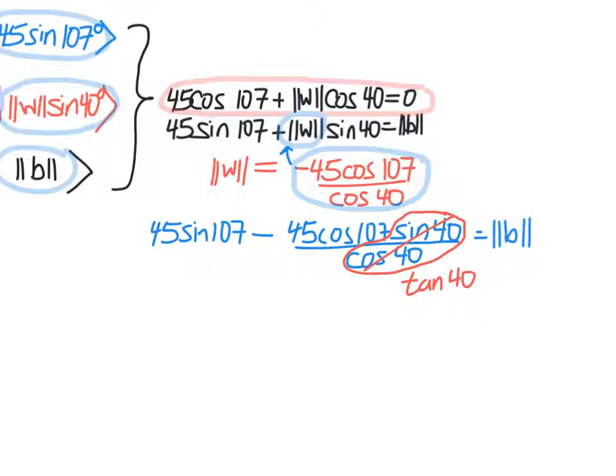I'm going to pop it into degree mode because we are working with degrees. And then 45 times the sine of 107, then minus 45 cosine 107 times the tangent of 40. Just again, so I can type less stuff in. And then hopefully we get something that makes sense.